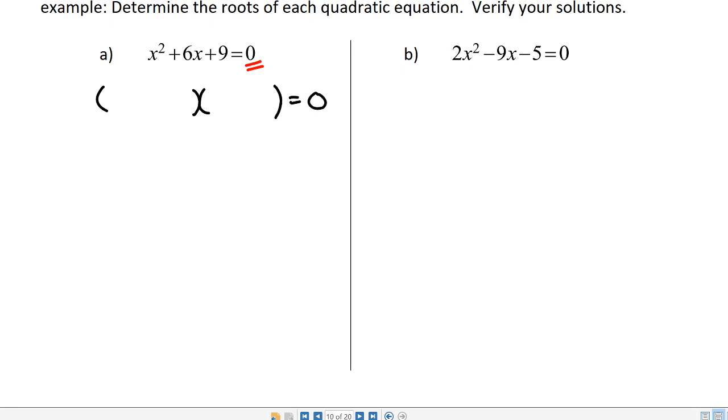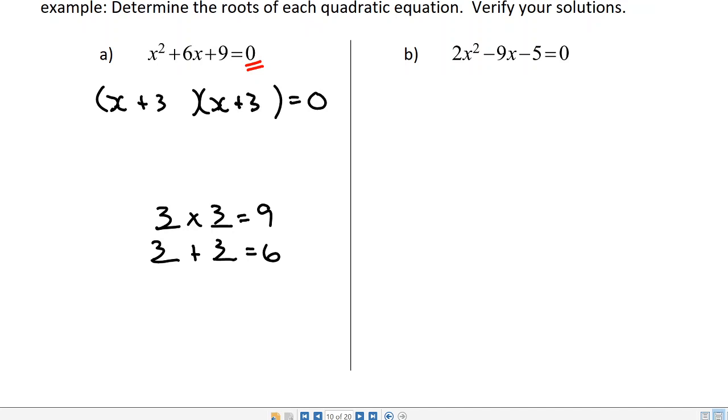Because the a value is 1, we have to have an x in the front of each set of brackets. And then we're looking for two numbers that are going to multiply to 9, and they're going to add to 6. So take a minute and think about it, but it would be 3 and 3. So we have x plus 3 equals 0, x plus 3 equals 0.